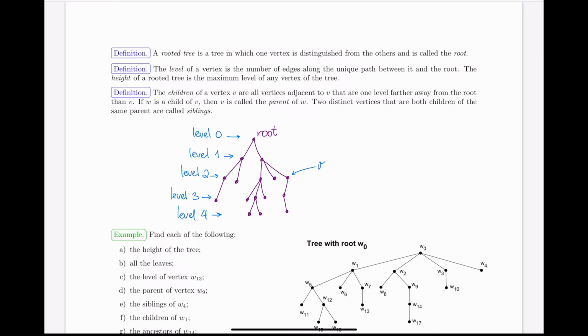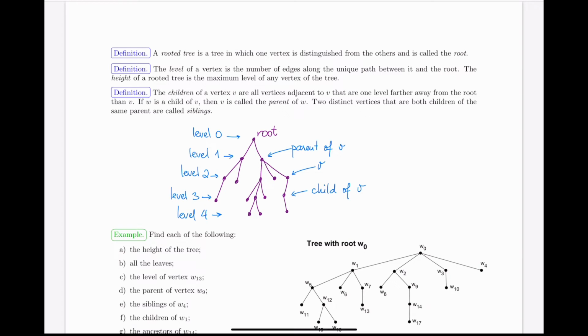Why not? Okay, so all of these are going to be children of V, but notice that it has to be one level further away. So this is no longer a child of V. If you want to carry on the analogy, it is going to be a child of a child of V. If W is a child of V, then V is called its parent. Okay, so we really can think of these as family relations. So if this is my V, then its parent is one level up. So this vertex is a parent of V.